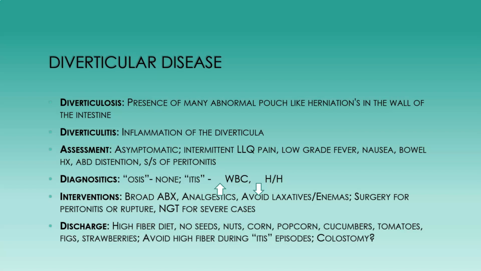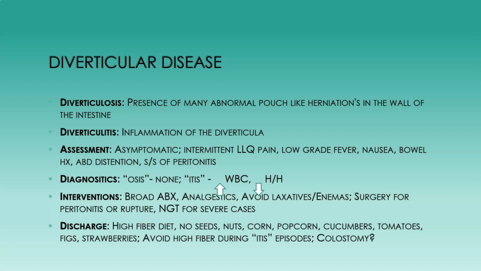Okay? So, what assessment findings are we going to do with these patients? Again, we're going to take that history. We're going to look at their pain. We're going to see if they have a fever. A lot of times, these patients will have low grade fevers, they'll have nausea. You want to know their history of bowel movements. What do they look like? When were they first diagnosed with the diverticulum? Do they have abdominal distension? Are there any signs and symptoms of peritonitis?